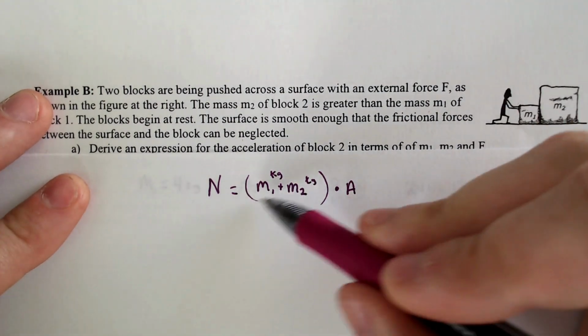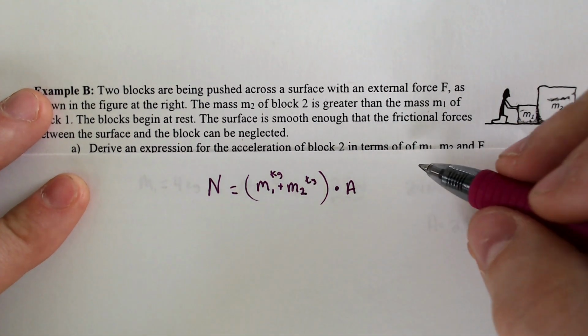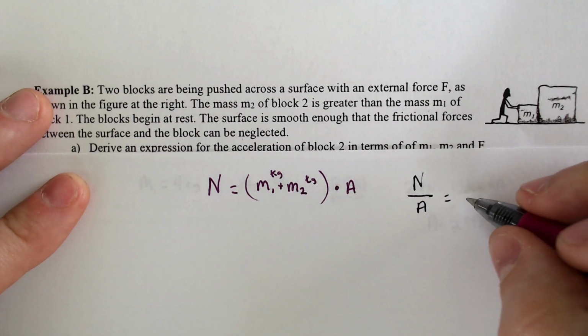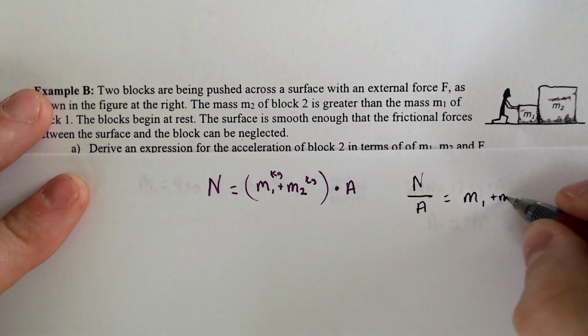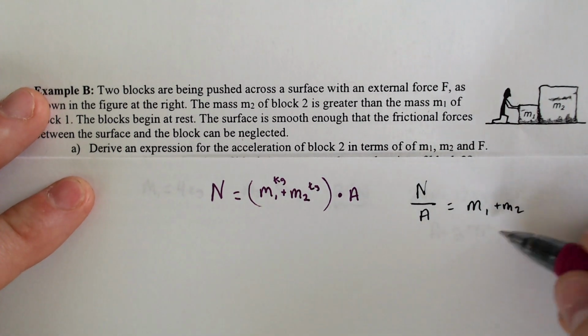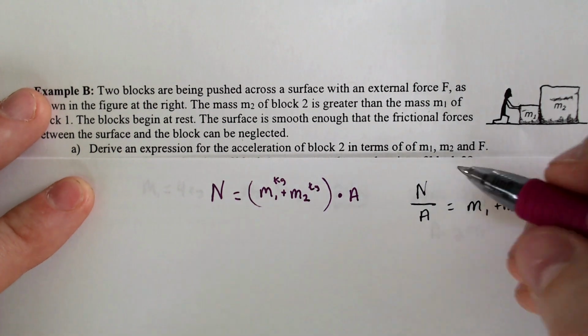Well, we would add them, we got that part. We would need to divide, and we would end up getting our newtons divided by acceleration is equal to the mass of 1 plus the mass of 2. But that would be what we would do if we were solving for the masses. Whoops. What are we doing if we're trying to solve for acceleration?